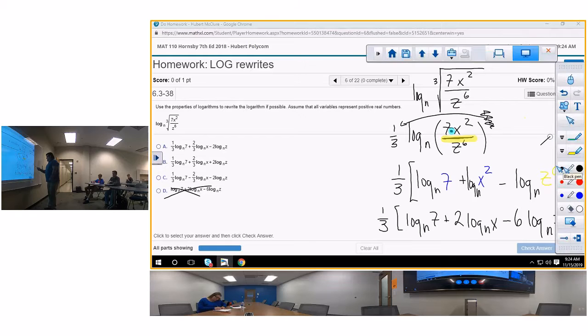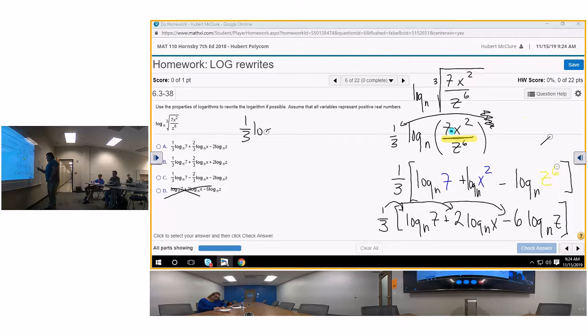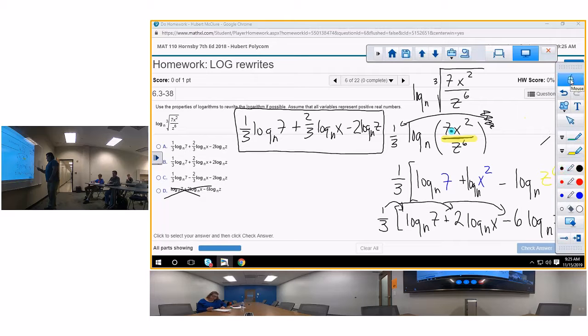So we're going to distribute the 1/3 there, there, and there. And that's going to give me 1/3 log base n of 7 plus, what's 2 times 1/3? 2/3 log base n of x. And then what's 1/3 times 6? 6 divided by 3 is 2 log base n of z. So this is your answer. So which one is it? Alpha? It's A. And we hit alpha and we check answer. Yep. So good.